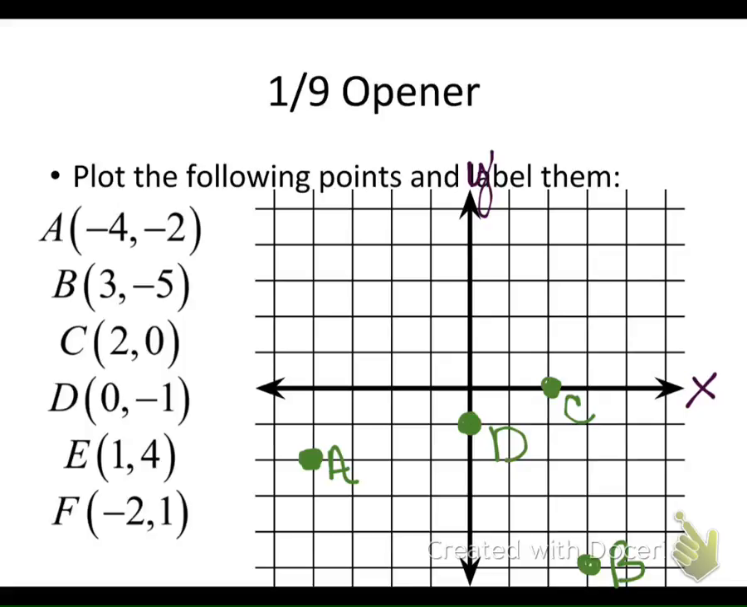E, Isaiah. You start at the origin, and you go over 1. Which direction? Right. Okay. Then you go up 4, and you put E. And the last one. Can I do it? Nope, I really would like Beyonce to try one. Start at the origin. Okay, go left 2. Good. You go up 1. Yeah, you got it. And label it. And that's it.